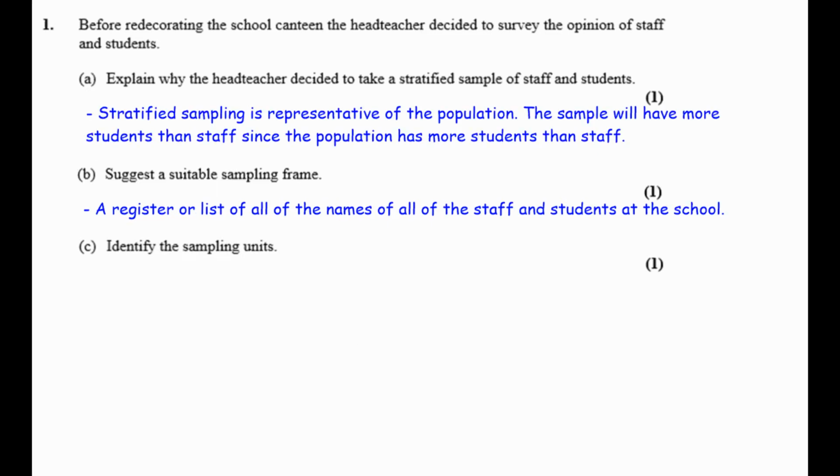Okay, and part C, identify the sampling units. Well, the sampling units are the individuals that are in the sample, so we're talking about an individual member of staff or student.